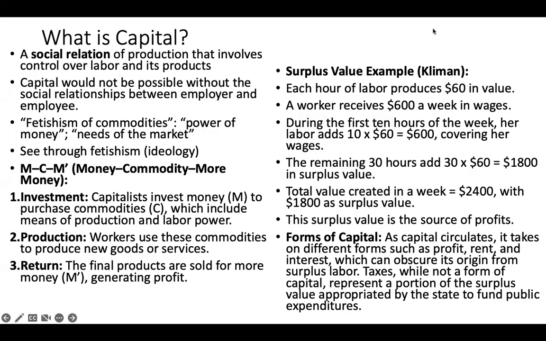Basically, people talk about the needs of the market, what is necessary to keep the market economic system going, completely forgetting the fact that it is basically people that keep the market going. And again, these social relationships that exist between the employer and the employee.